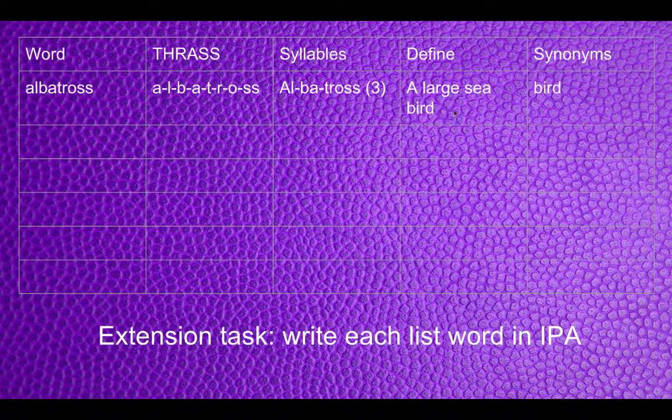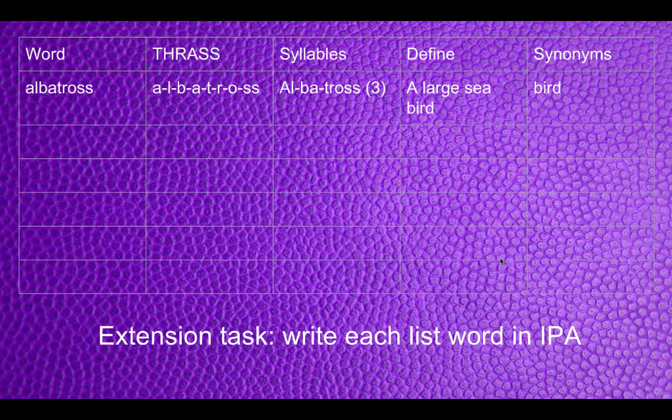I've put in here a bit of a brief definition. You might be able to come up with a bit more of an intricate, interesting definition. An albatross is a large sea bird. And then the synonym I came up with was bird. I'm sure you can come up with a much more interesting one. Feel free to use the internet, dictionary.com or a thesaurus to do that research work for definitions and the synonyms and see what you can come up with.